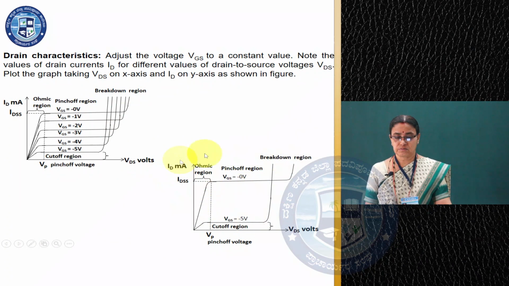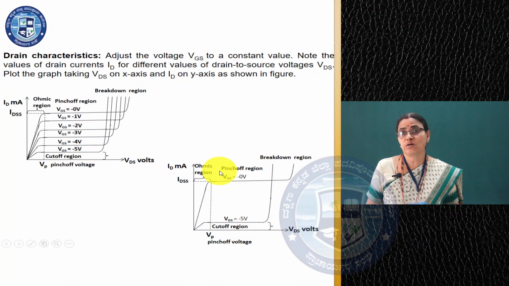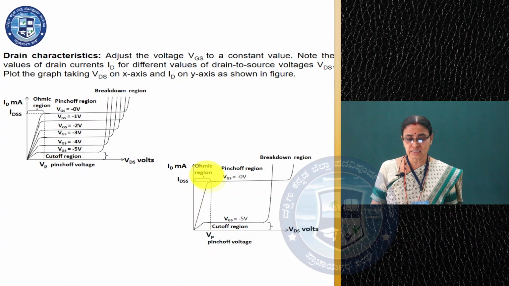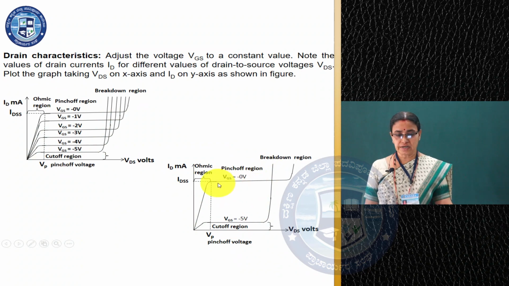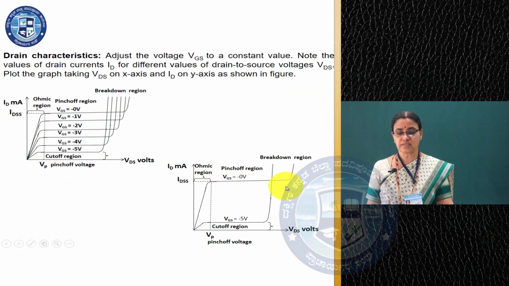Here there are 4 types of regions. First is the ohmic region. As VDS increases, ID increases linearly, it obeys Ohm's law. So this region is called the ohmic region. The region below the pinch off voltage is called the ohmic region. And in the pinch off region, ID is constant. If we increase VDS further, ID won't change, it is constant.